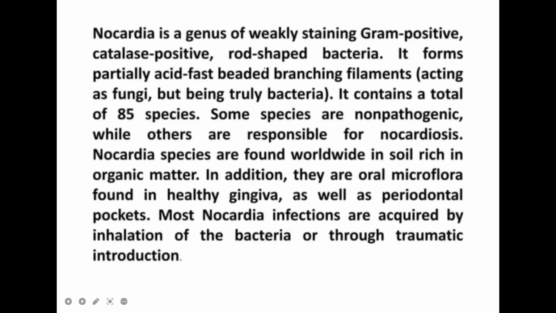They are catalase positive, rod shaped bacteria. Catalase means hydrogen peroxide breaking capacity. They form partially acid fast, beaded, branching filaments, but they are truly bacteria. If we see the structure, we feel as if it is a fungus, but it is a bacterium. There are a total of 85 species. They are mostly non-pathogenic, and some are responsible for nocardiasis.